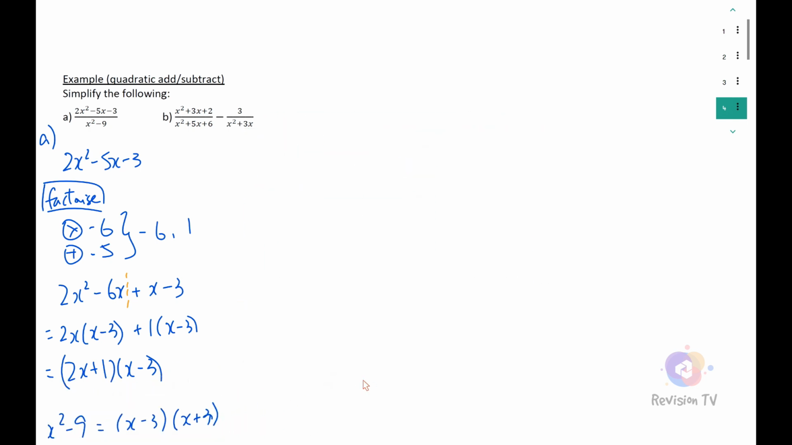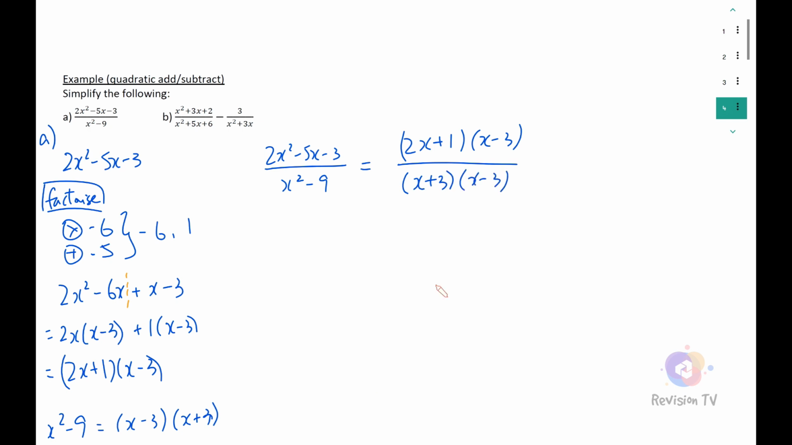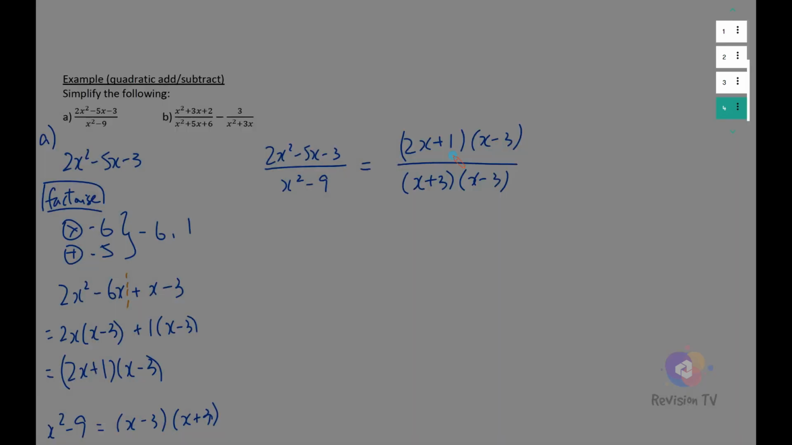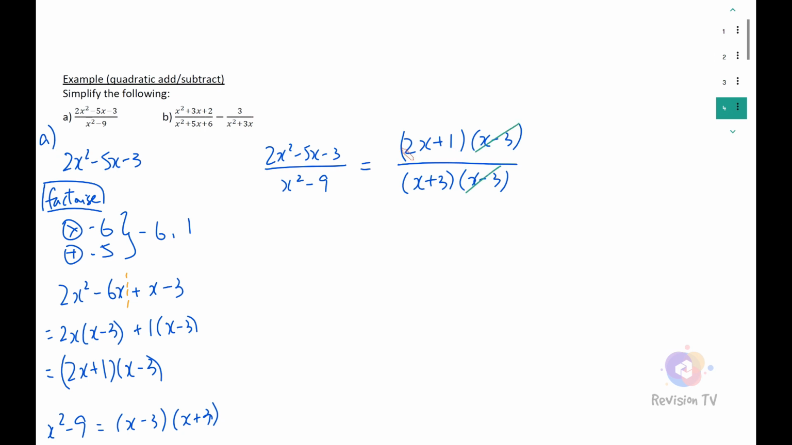So then we have a fraction to simplify. We just have to put that factorized form in the numerator. So 2x squared minus 5x minus 3 over x squared minus 9. Now it becomes 2x plus 1, x minus 3 in the numerator, denominator x plus 3, x minus 3. Now, because all terms in here, you can see these two are multiplied together, that means now we can simplify. So to simplify, x minus 3 is gone, so we're just left with 2x plus 1 over x plus 3, and done.